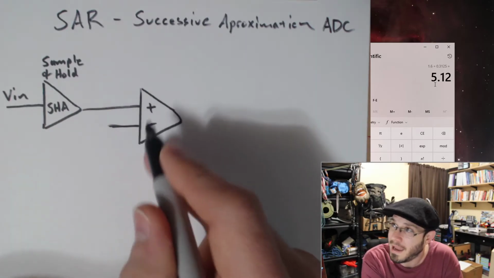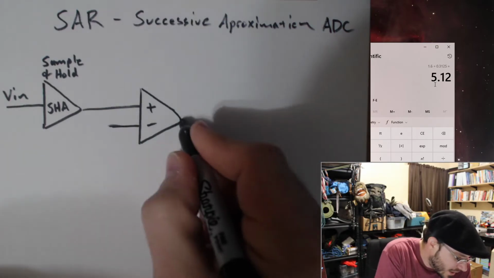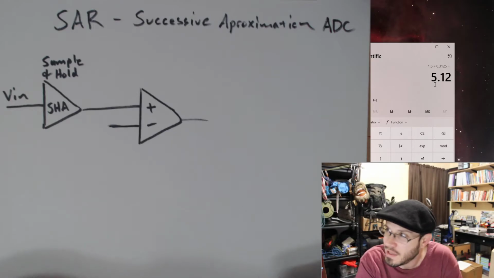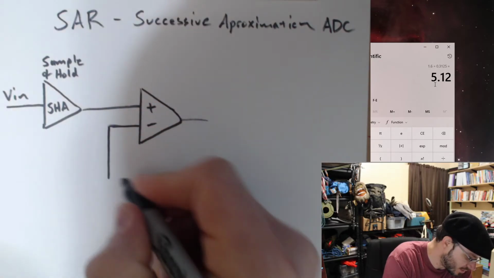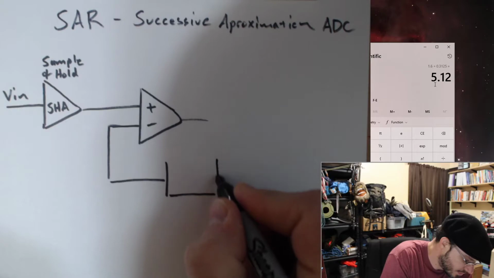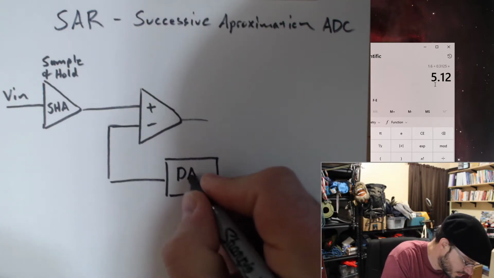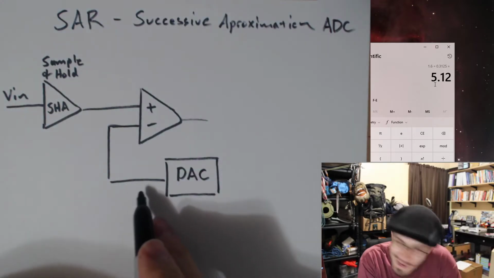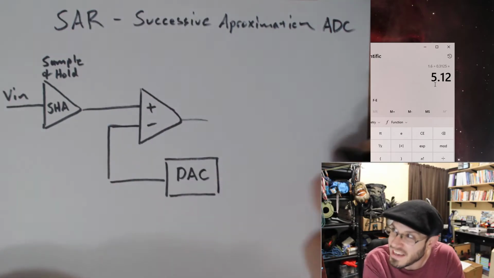And we're going to compare that to some other voltage. What are we going to compare that voltage to? We're going to compare it to the output from a digital to analog converter. So I'm going to go ahead and call the voltage that we're comparing Vin to VDAC.